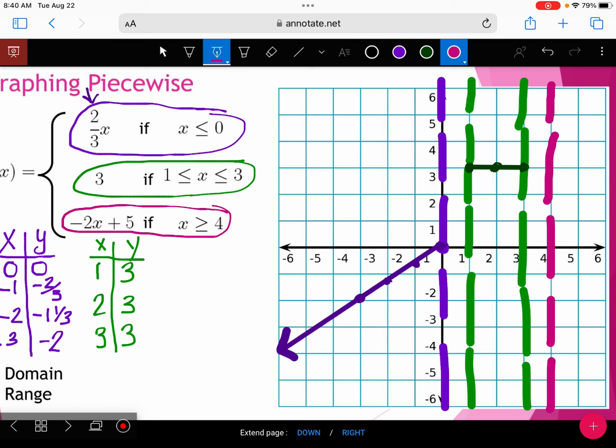So we're going to make a table. We're going to pick some x's to find the y's. 4. You said 5? No, 5 is totally fine. 4 is awesome too. And my graph ends at 6. So those are the pieces we're going to try, and we're going to substitute them into our equation.